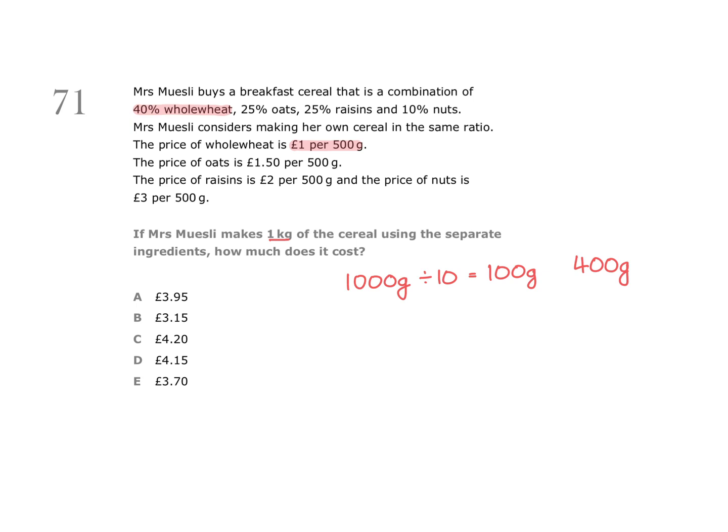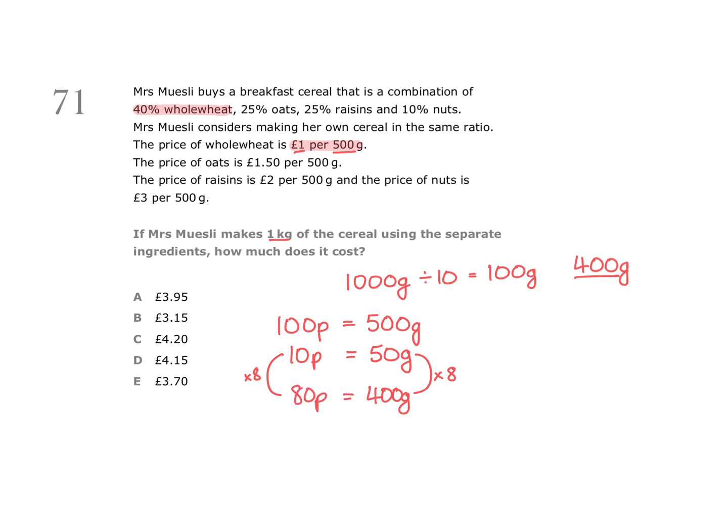If I know that whole wheat is £1 per 500 grams, then this means 100 pence, or £1, would buy me 500 grams. That means that 10 pence would buy me 50 grams. If I need 400 grams, then I would need to multiply that 50 grams by 8 to get the 400 grams, and I would obviously need to do the same with the cost, so that would be 80 pence. So the whole wheat would cost 80 pence. That's the cost of the cereal so far.